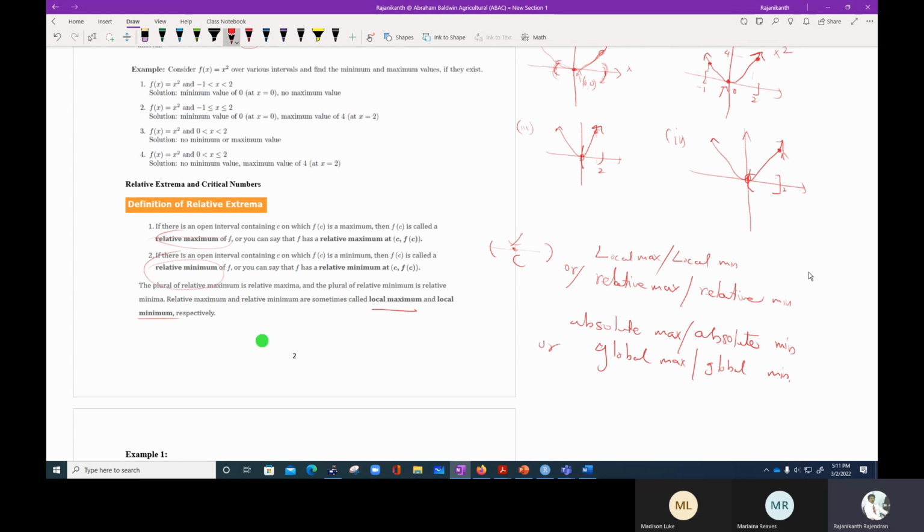So keep in mind one more time, if it is local max or local min, you are talking about an open interval inside. There should be a point c. Here you could talk about the closed interval. The point c could be anywhere, even at the endpoint if it is a closed interval. So basically absolute max or min means you are finding the function's minimum or maximum value throughout the interval, whereas for local minimum and local maximum you are finding it only within the open interval. These are the two differences.